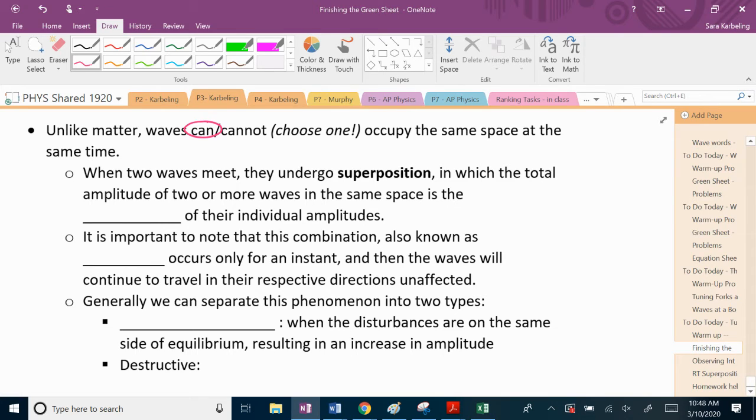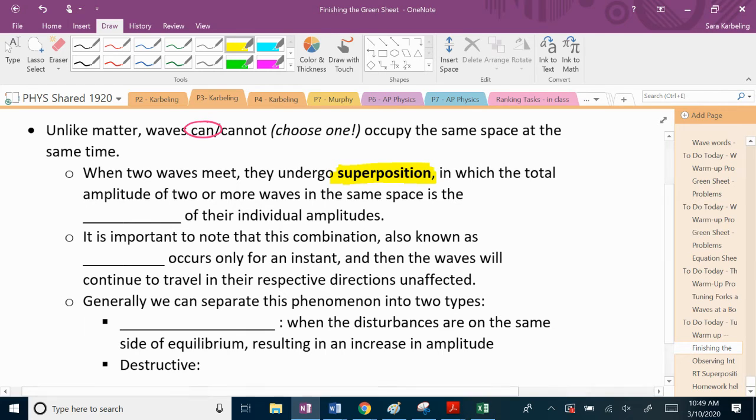Your pencil's out. You're actively learning here, you guys. They undergo, this word's in bold. It's important. I would underline it. I'd get out my highlighter. This is glitter pen time. This is what I'm talking about. Everybody's paying attention. Awesome. All right. The word is superposition. Yes. They undergo superposition.